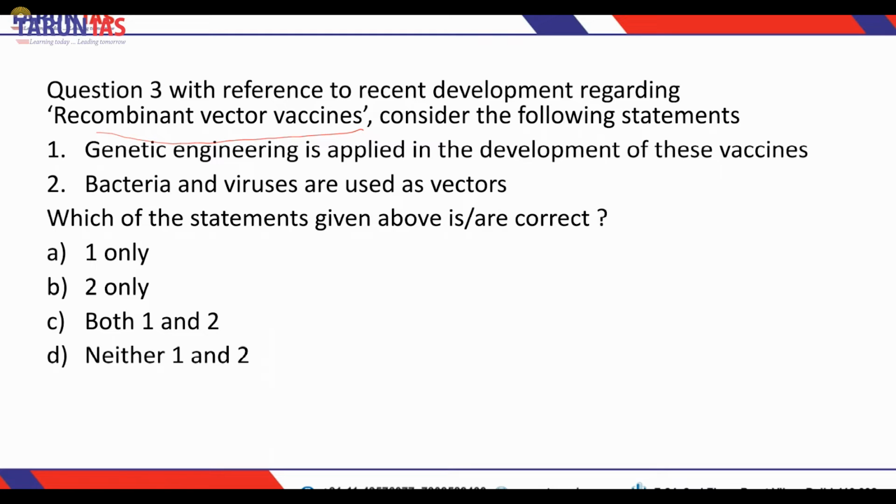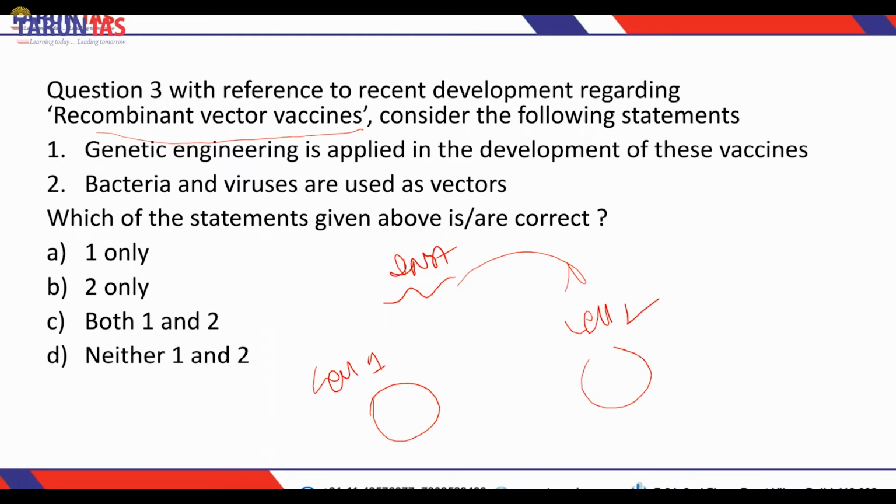Basically, we take the DNA. Suppose this is the DNA, which we want to be transferred into some other cell. This is cell 1 and this is cell 2. Now we take DNA from this cell and we want to transfer it to this cell. This DNA cannot be transferred as it is. We need a vector. Let's take the example of the mosquito. Mosquito acts as a vector in spreading malaria. It does not cause malaria, but it only aids the spread of the disease.